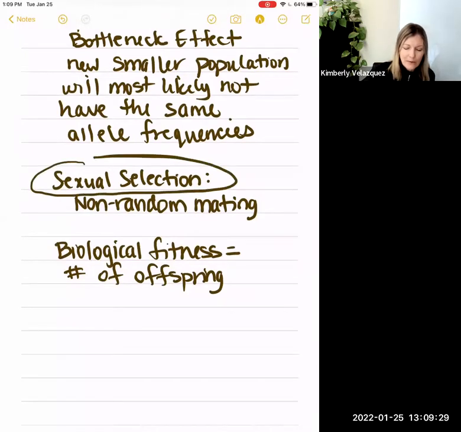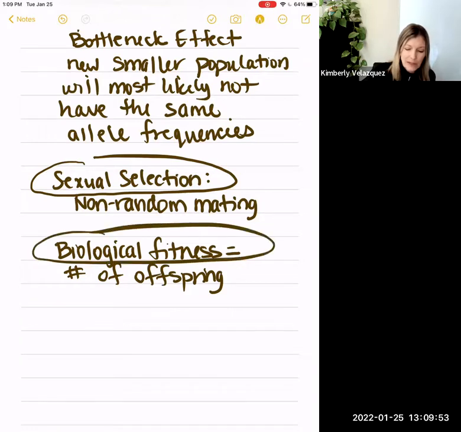So if you had, for example, a bird species where some of the males had really, really big tail feathers and they were more susceptible to predation, but more of the lady birds were mating with them, they ended up having more offspring. Even if they die sooner because they're eaten by a predator, they have higher fitness because they had more offspring before they died. So sexual selection is really interesting.